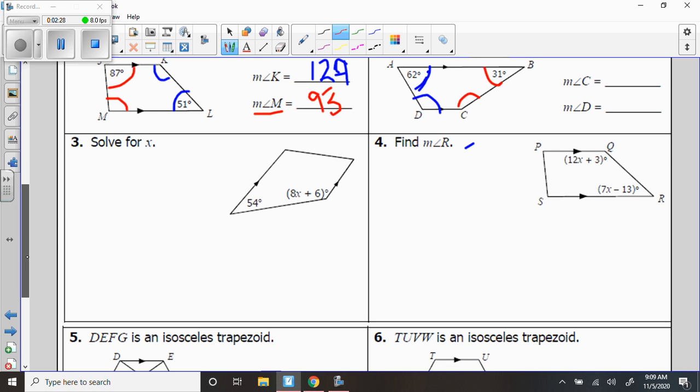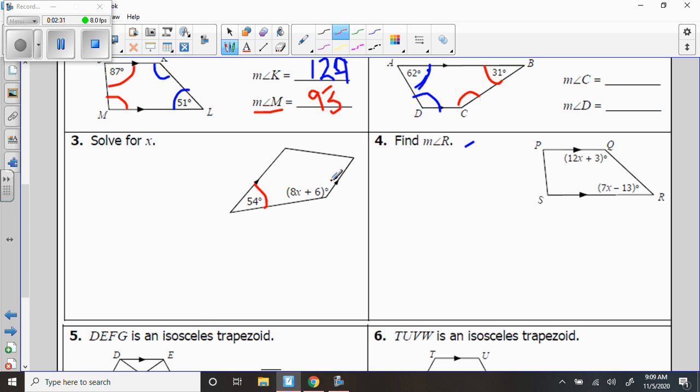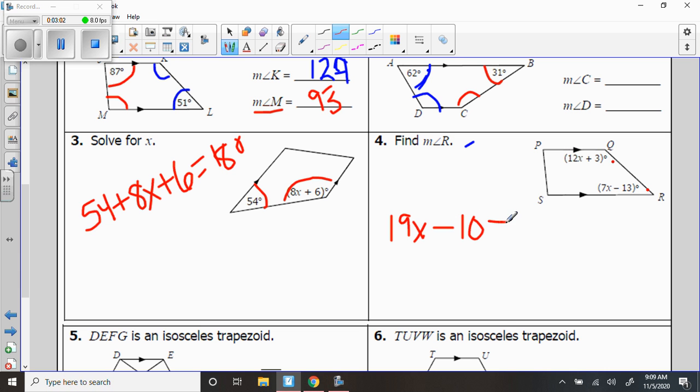All right, number 3. These are going to add up to 180. So that's your equation: 54 plus 8x plus 6 equals 180, and you would solve that. On number 4, these two angles are going to add up to 180. And how would you find angle R? You would plug x back in. They're not equal, they add up to 180. So 12 and 7 make 19x, 3 and negative 13 make negative 10. I would solve this and then plug x in.